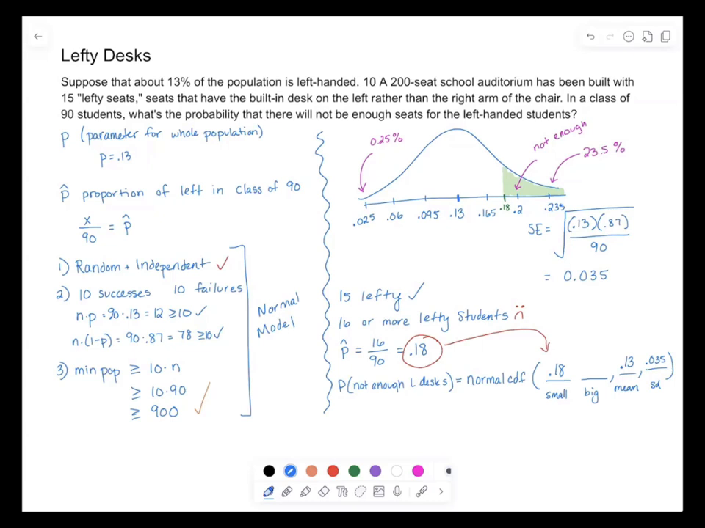So we could put a huge number here, like 100 or 1,000, but really you can't have more than 100%. So even 1 will give you an accurate answer. And when I put that into my calculator and have it calculate normal CDF, I get 0.08 or 8%. So there's actually an 8% chance that I don't have enough lefty desks.